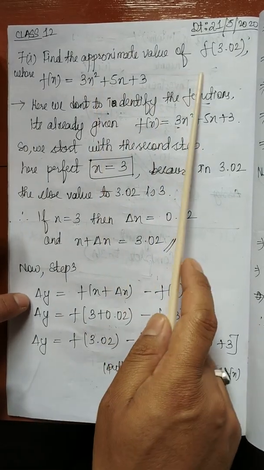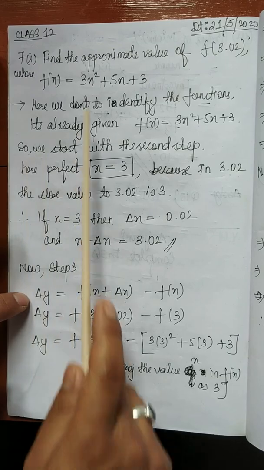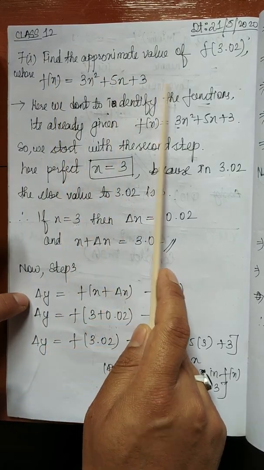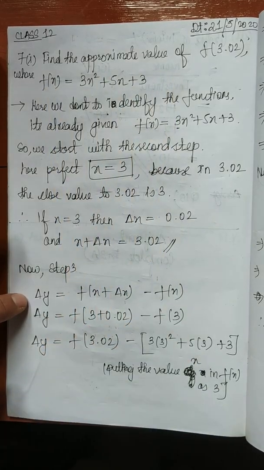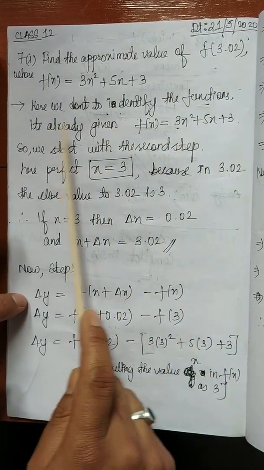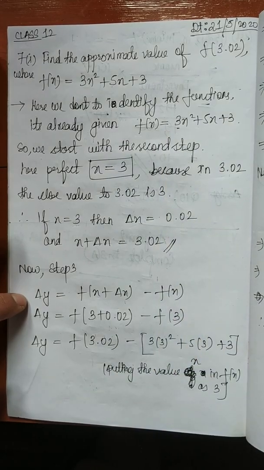Find the approximate value of f of 3.02, where f(x) equals this. Here f(x) is already given to us, so we don't have to identify which kind of function it is. It is a polynomial function already given to us. So we start from the second step.